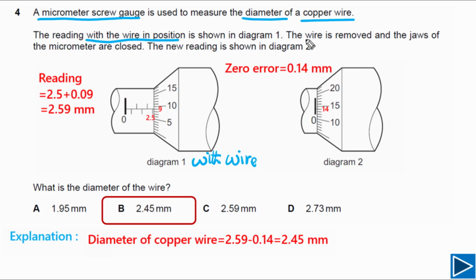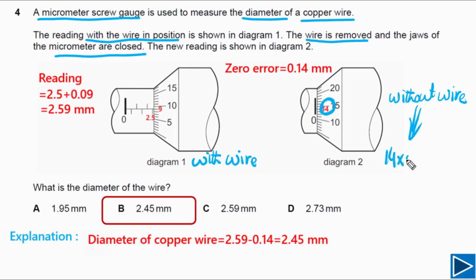This is without wire, when the wire is removed and the jaws of the micrometer are closed. So this is the diagram without wire, when the wire is not inside the jaws of the micrometer. And if you look at this one, the reading on this is equal to 14, which means the circular scale reading is equal to 14.